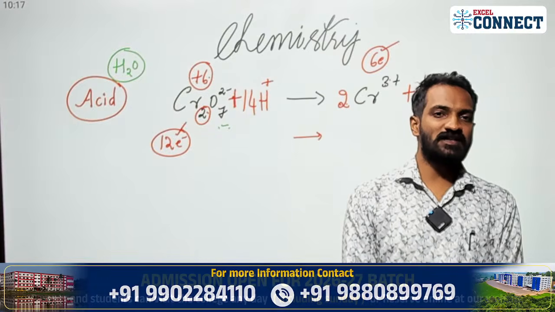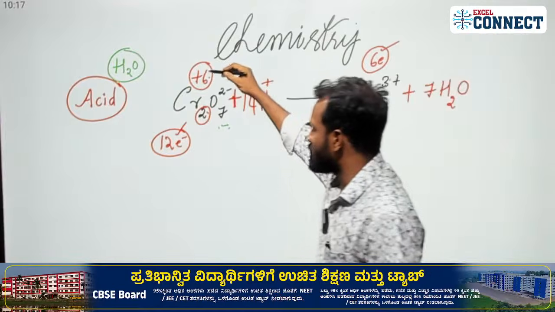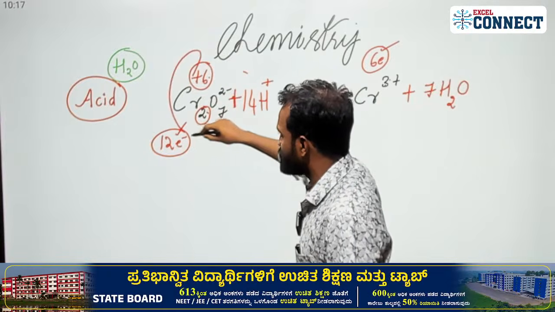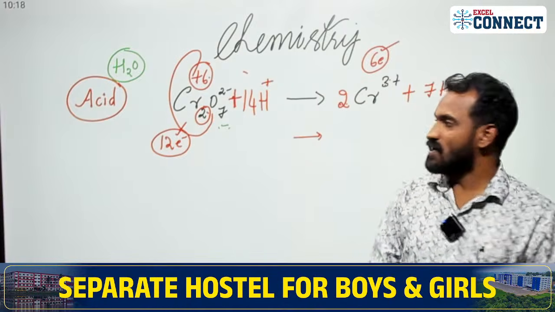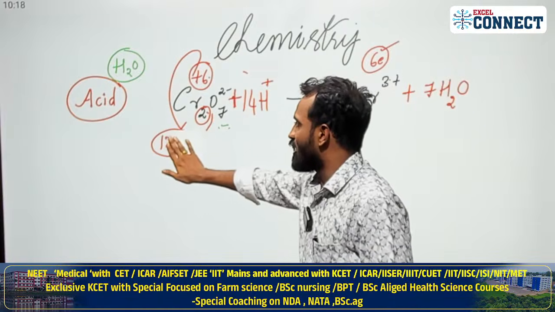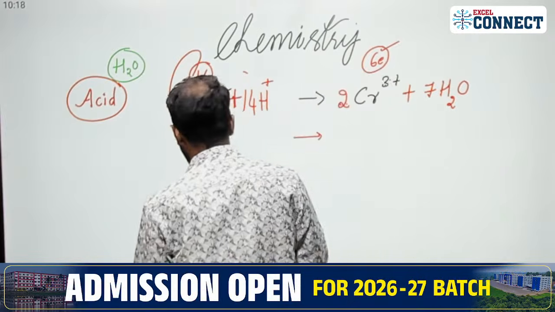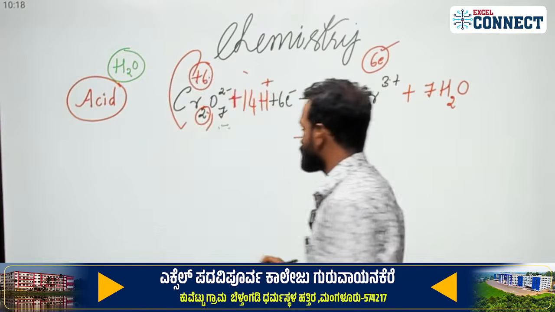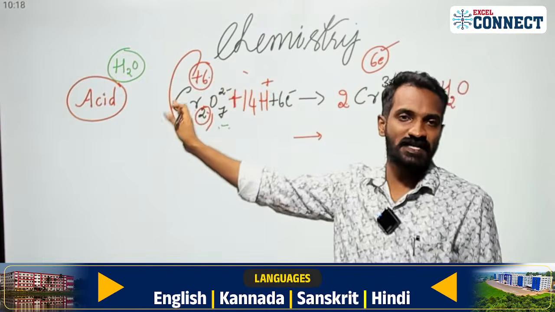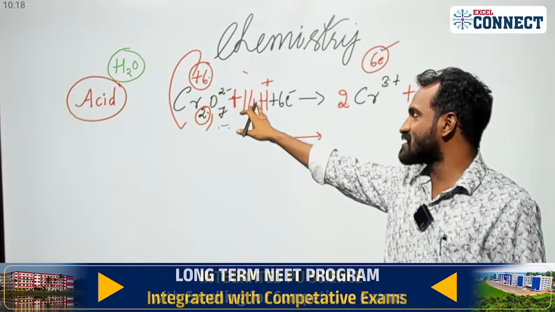Yes, Fadil is correct. The requirement of 12 electrons is mentioned. Here the requirement of 12 electrons is there. Correct? To this 12 electrons, I am adding only 6 electrons. That is a very important point. How many electrons am I adding here? 6 electrons. This side I will add 6 electrons.